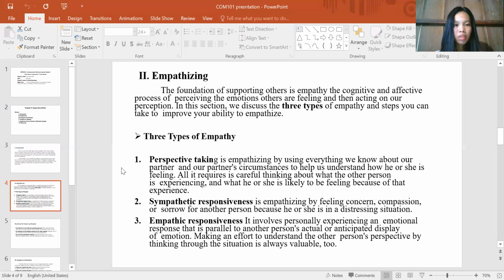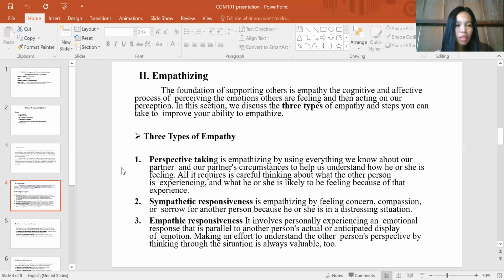1, perspective taking is empathizing by using everything we know about our partner and our partner's circumstances to help us understand how he or she is feeling. It requires careful thinking about what the other person is experiencing and what he or she is likely to be feeling because of that experience.